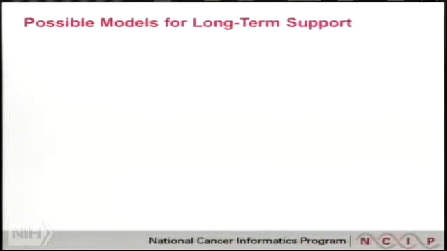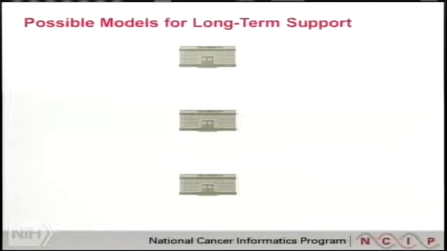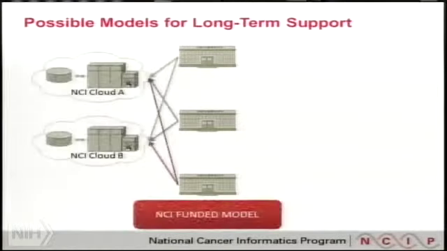I'd like to just finish up on two last items. One about possible models for long-term support. Obviously, we have institutions that are going to be interested in using these clouds. Some way has to be found to make them available. The obvious first model is an NCI-funded model. We choose the clouds that turned out to be successful. We continue funding them to expand as new data comes online, and they're made available to these organizations through some mechanism yet to be determined.